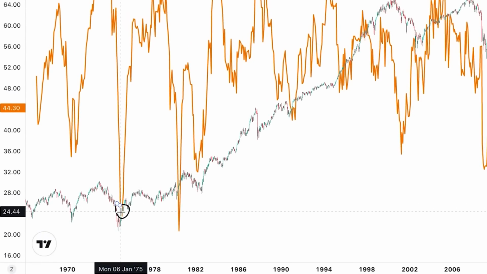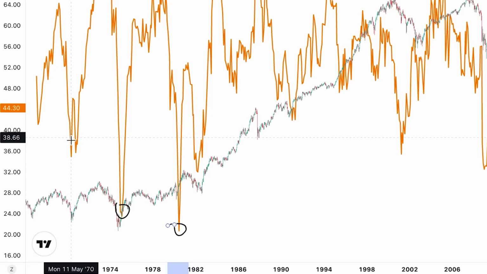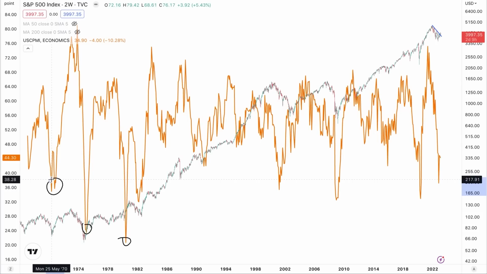Worst drawdown on PMI 1975. 1980 right here as well, and it was pretty bad in 1970. We can expect probably something along those lines this time around. So we probably have not seen PMIs bottom just yet.